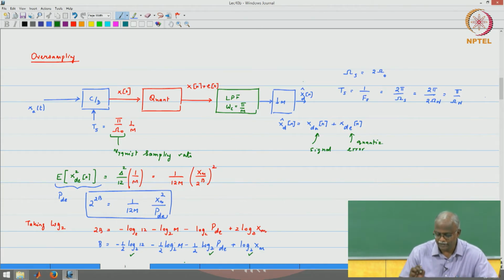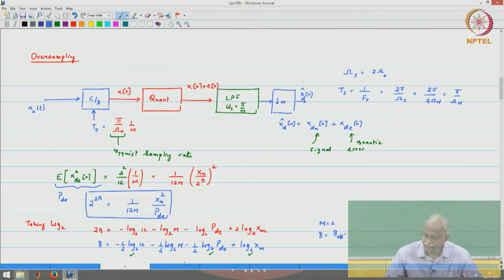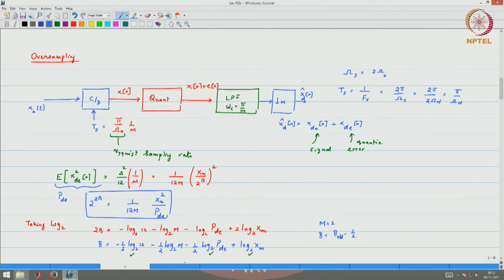Now, given this scenario, the relationship between B and M says B is equal to something minus 1/2 log M. So, if I set M equal to 2, log base 2 will be equal to 1, and the new value of B will be B old minus 1/2, correct. Whatever was the rest of the expression, we call it B old, then minus 1/2. So, this is what we said yesterday, that doubling of the frequency translates into a reduction of 1/2 bit.